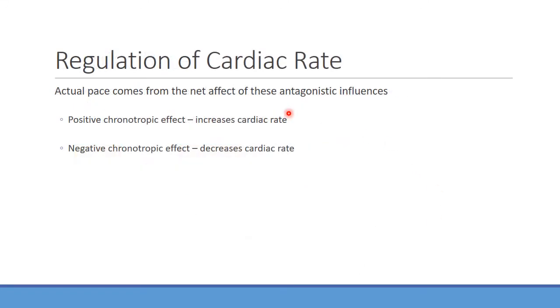Okay, so we mentioned that as far as regulation of cardiac rate, the actual pace is going to be coming from the net effect of these antagonistic systems, right? So it's not like you're going to have zero parasympathetic and all sympathetic. Usually it's a balance between the two at any given moment. So depending on what the situation is, it may be leaning towards one side or the other. And we said that things that have positive chronotropic effects, and when we say chronotropes, what does that do to the heart? Yeah, it should change the rate, so either speed it up or slow it down. So positive chronotropes are going to increase cardiac rate, whereas negative chronotropes are going to be decreasing that cardiac rate. Okay.